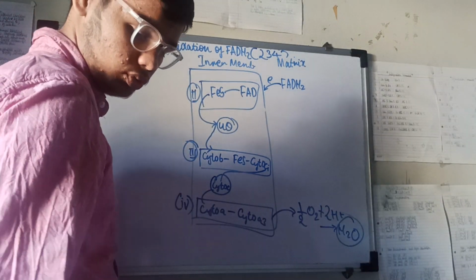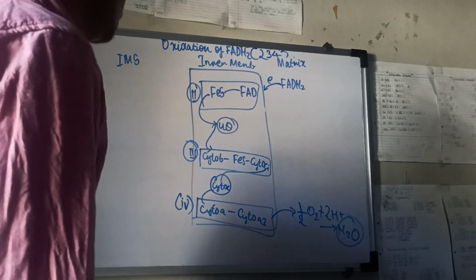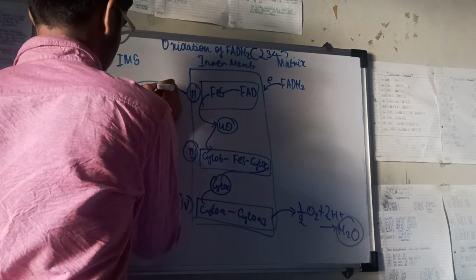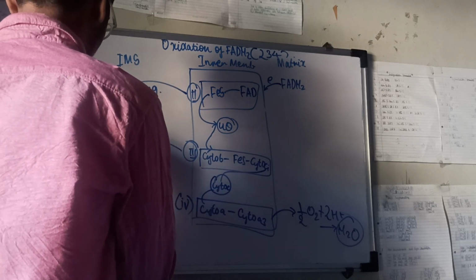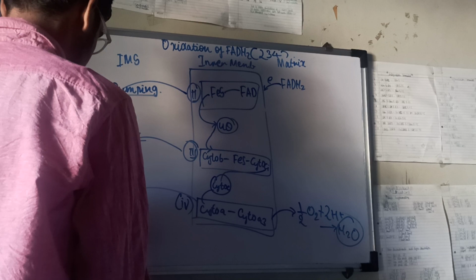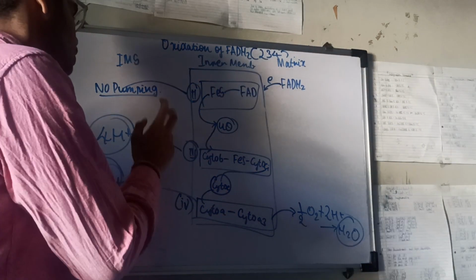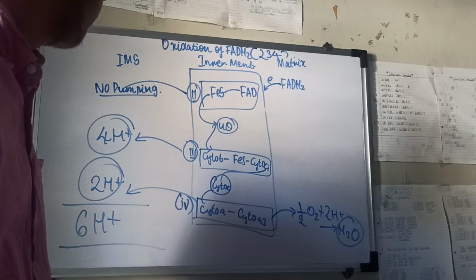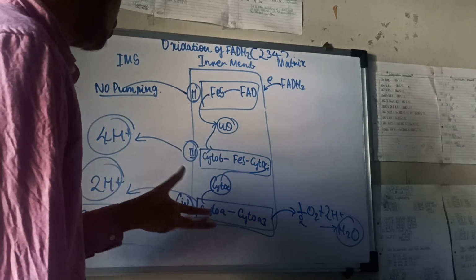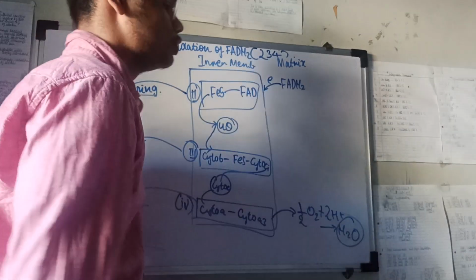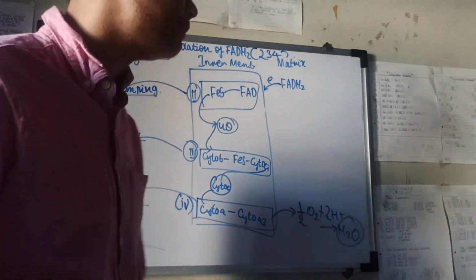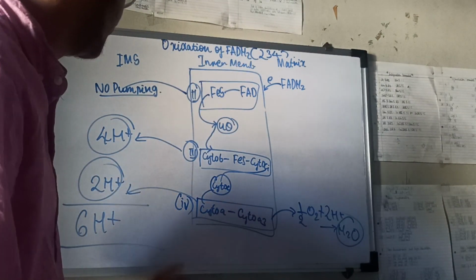Remember, in oxidation of FADH2, no pumping is done by this complex. As usual, this will pump 4H plus and this is pumping 2H plus. So what is the net here? 6H plus. Again a proton gradient is created, with more concentration in the intermembrane space than the matrix. So this is oxidation of FADH2, which we have done. It is a quite simple process. Just here there is absence of complex 1, and in oxidation of FADH2 there is absence of the first complex. Simple as that.